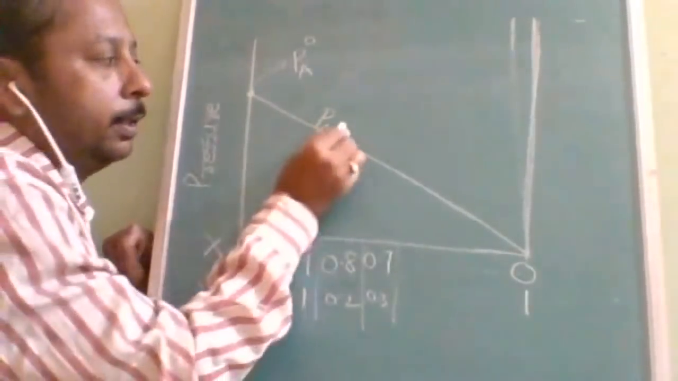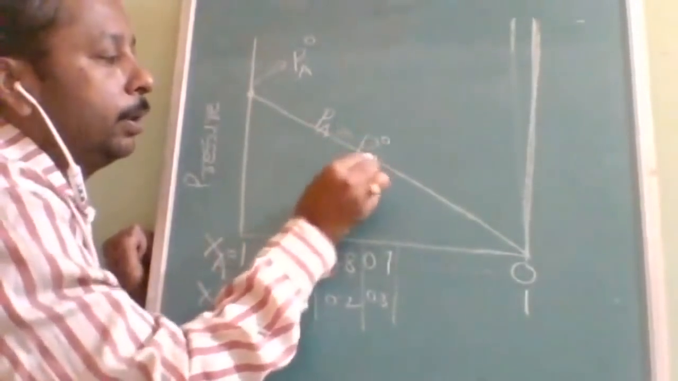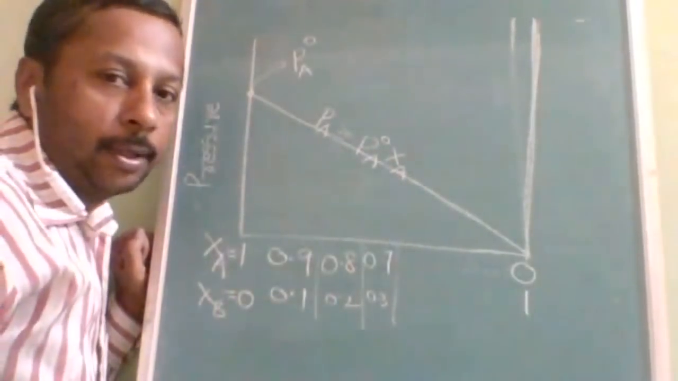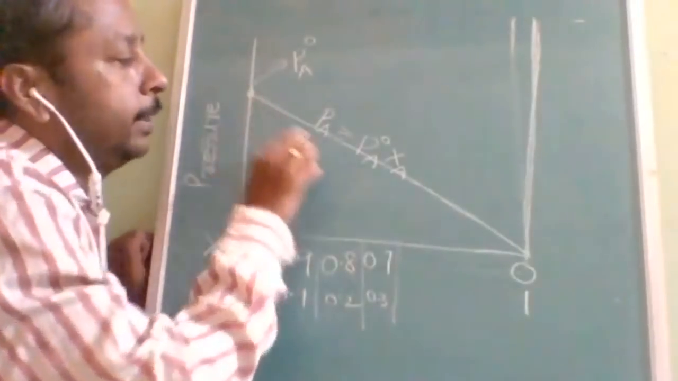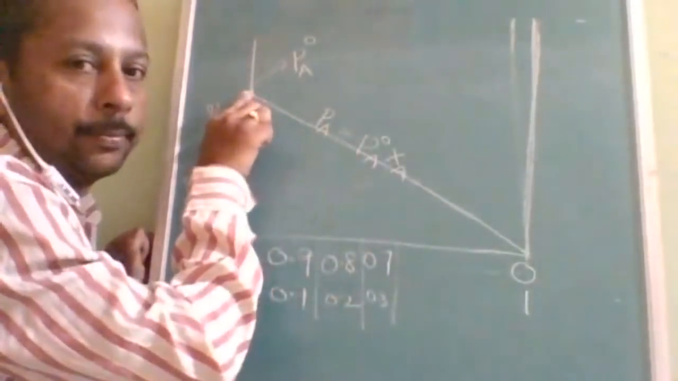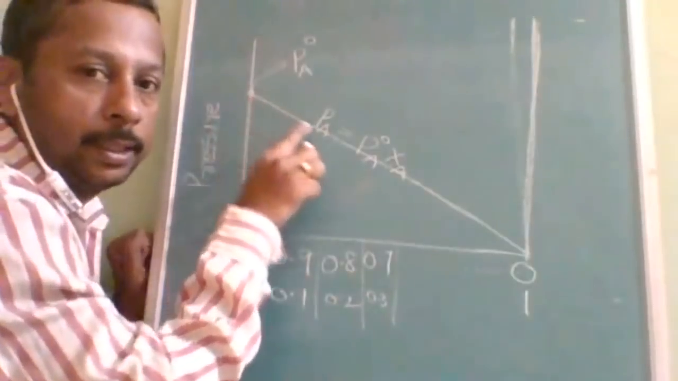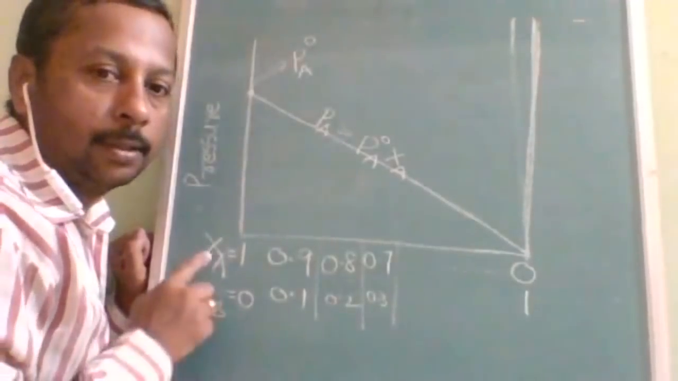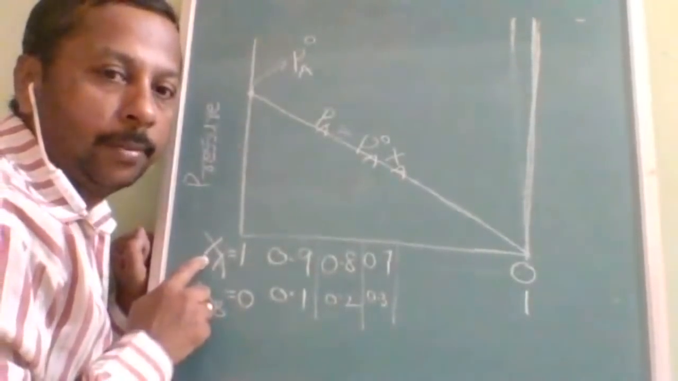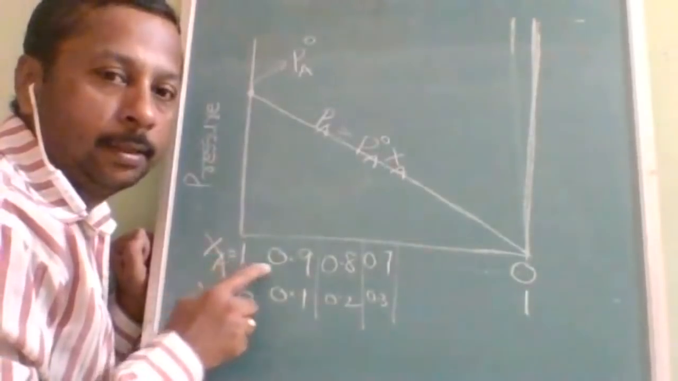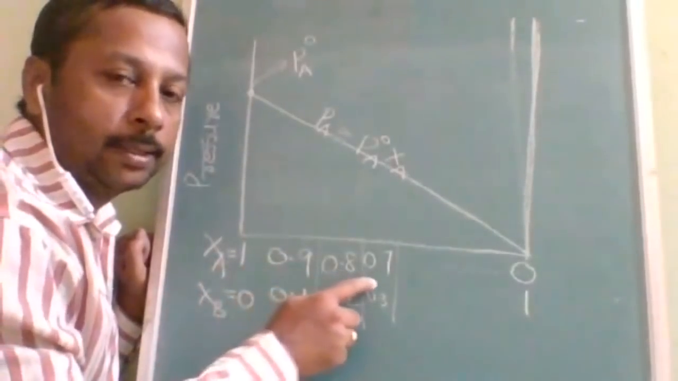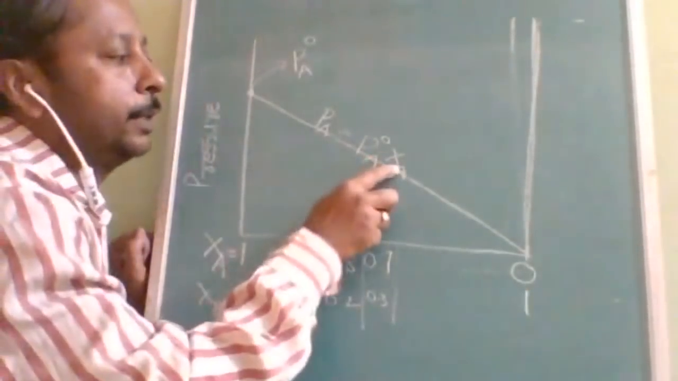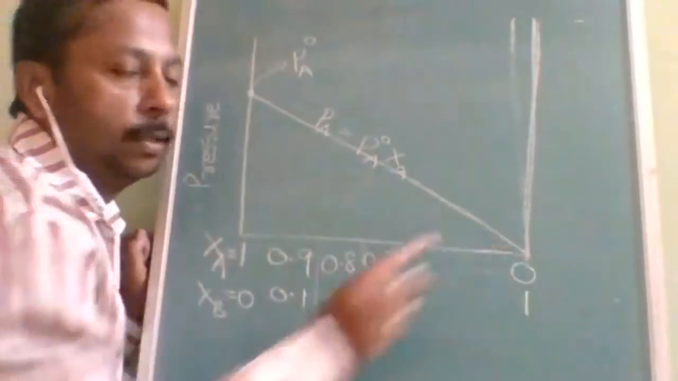PA is equal to P naught A into XA. This is which form? Raoult's law for each component form. Now why is it decreasing? P naught A is constant, but still it is decreasing and becoming 0. Because of what? Because of the XA. XA is highest here. So 0.9, 0.8, 0.7, like that, it keeps on decreasing and becomes 0. So because of XA, PA is also decreasing and becoming 0.